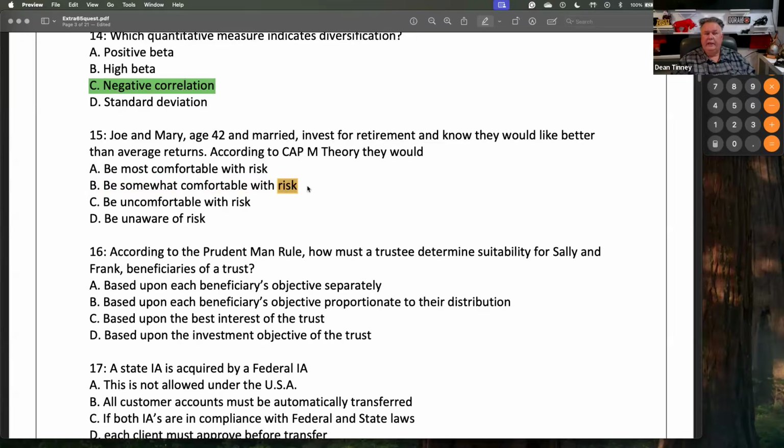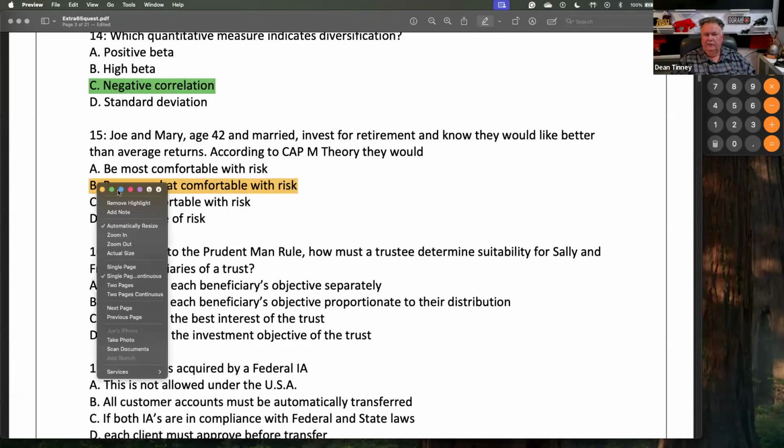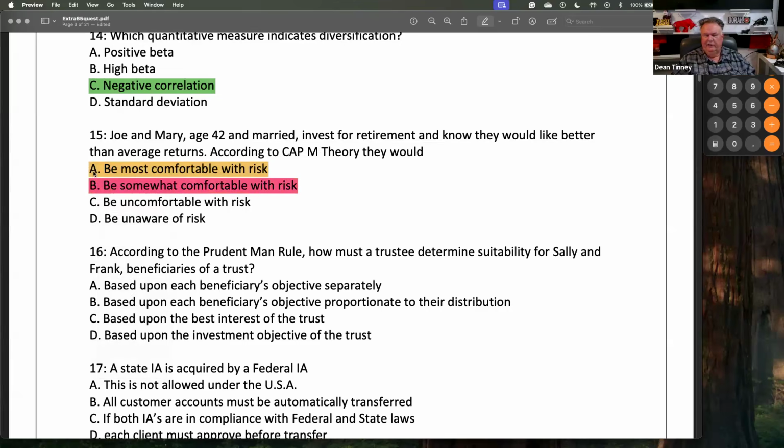I would actually go for the A answer, because somewhat comfortable, what the heck does that mean? We don't want wishy-washy, because if we get into arbitration or something, they're going to say, well, what? So I would mark you, I would say A. Let me check the answer key, see if we got it right or wrong. Yeah, Brian said it's A. I would have gone with A.